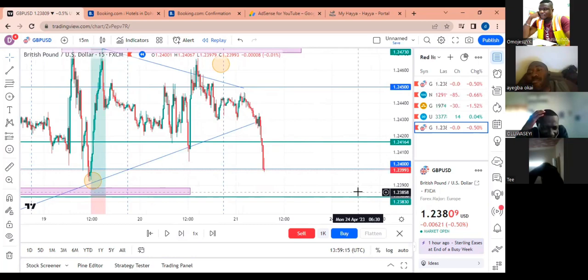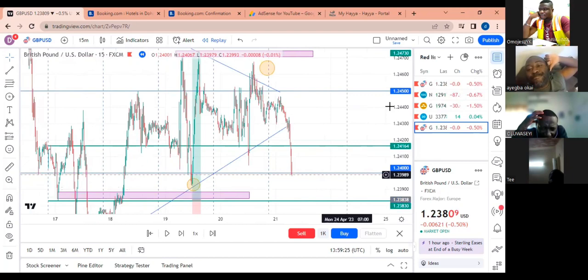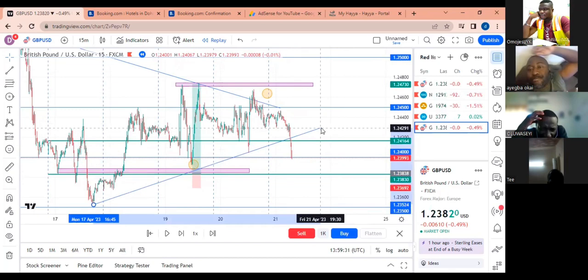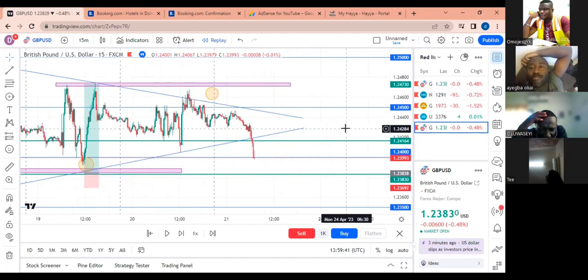For me, I will first of all check my trend line. Then I will try to make my trend line relevant. Then I will look for the W. I will bring the trend line down a little bit and adjust it to that level. Then I'll look for a W pattern between that.